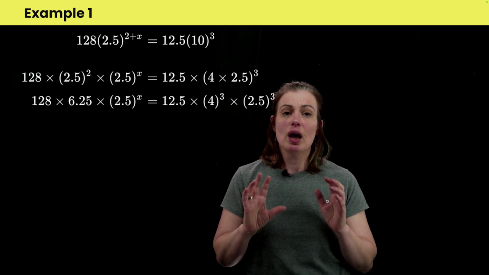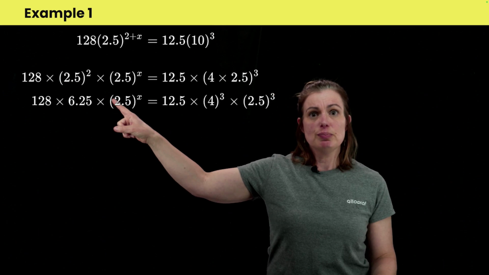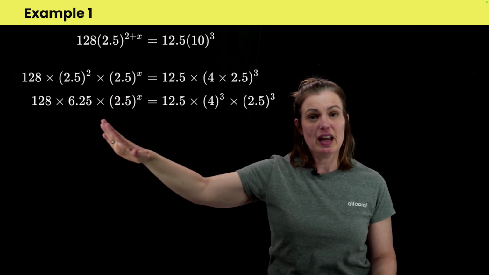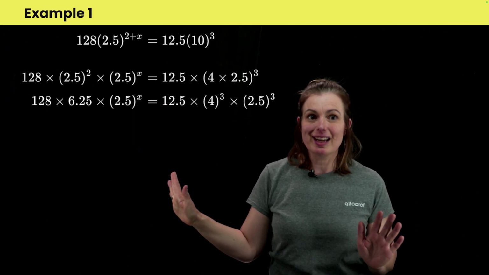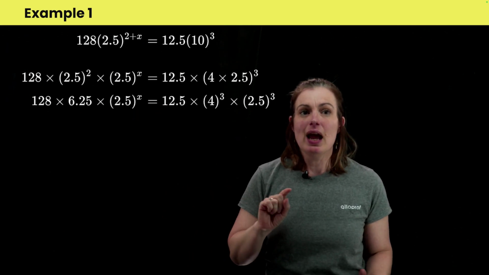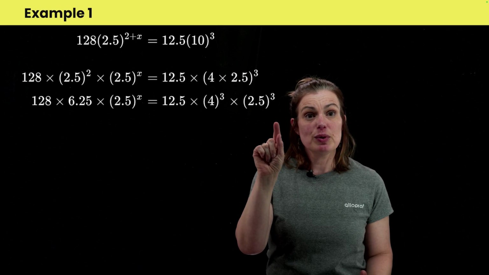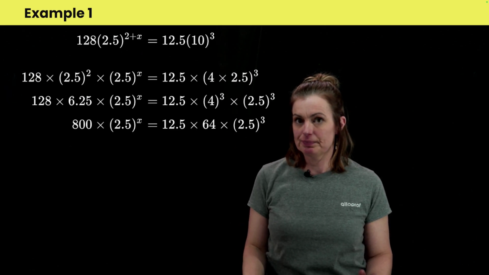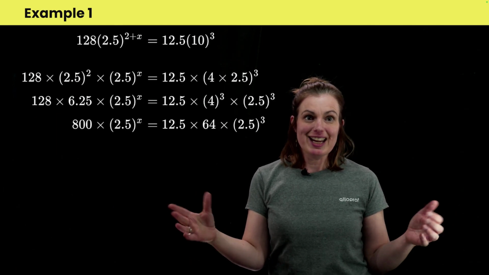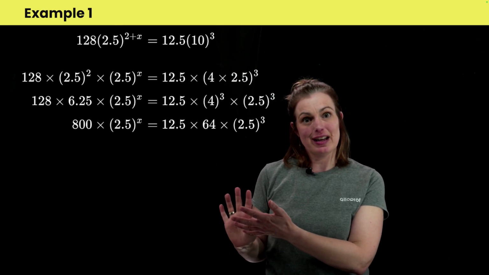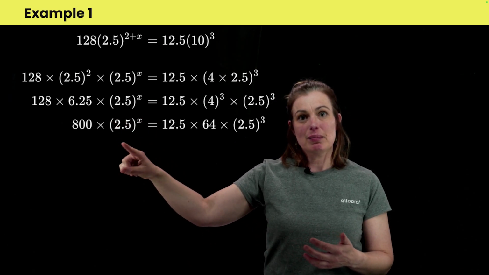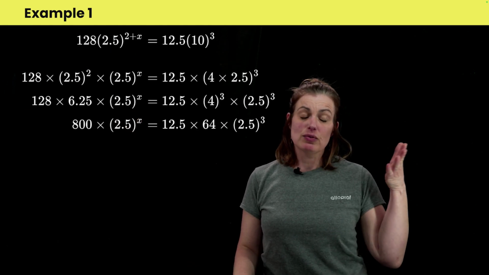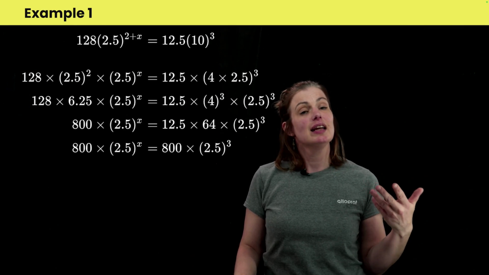Next, you see me just applying the exponents. My 2.5 exponent 2 works out to be 6.25, and I've kept my 2.5 exponent x. I can't really do much with that right now anyway. But over here, I've distributed that exponent 3 over the 4 and also over the base 2.5. Another round of multiplications leaves me with 800 on the left-hand side, still keeping my base and exponent over here. And the 12.5 times 64 on the right-hand side, if I multiply that, also gives me 800.